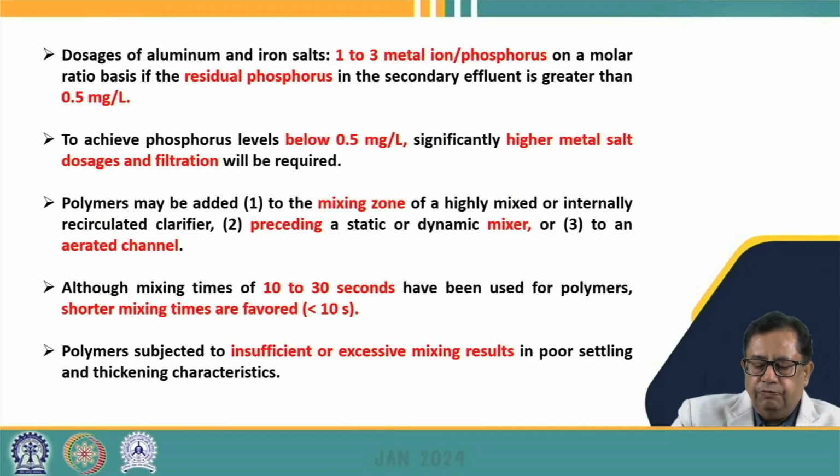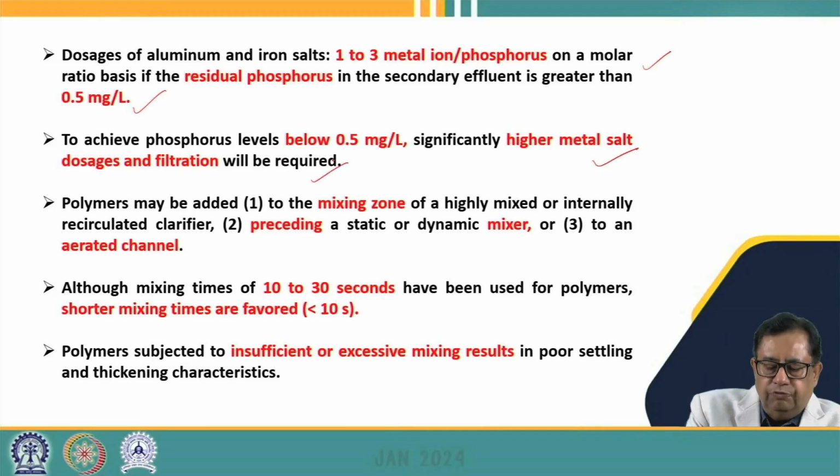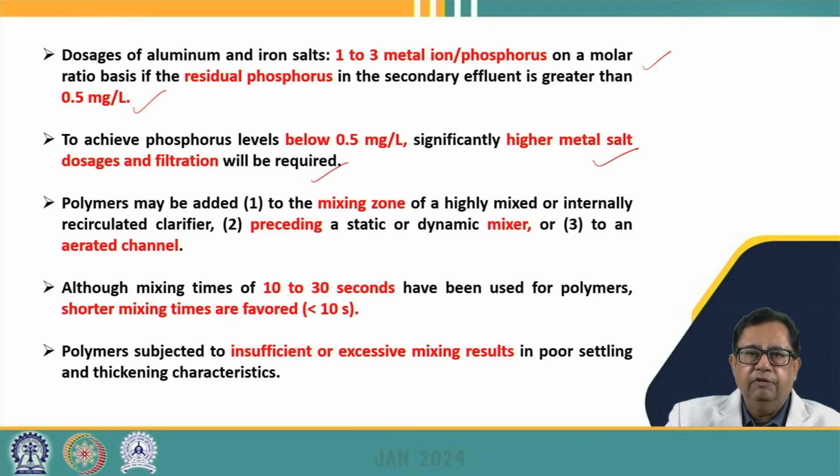Dosages of 1 to 3 metal ion to phosphorus may lead to the removal of the phosphorus, and we may get a secondary effluent with a phosphorus level greater than 0.5 milligrams per liter. If we want to achieve phosphorus levels below 0.5 milligram per liter, then we have to add either higher metal salts or use a filtration process so that levels below 0.5 milligram per liter can be maintained.